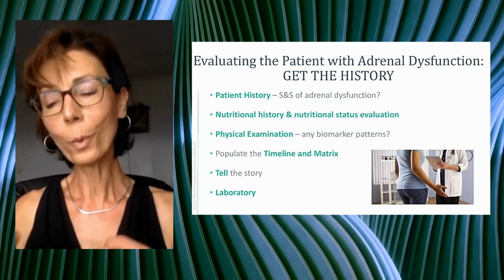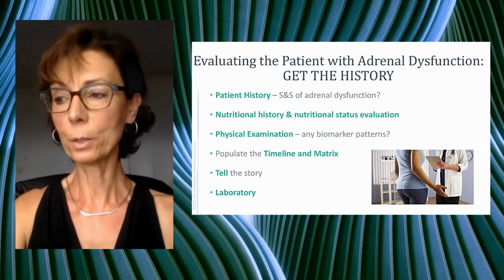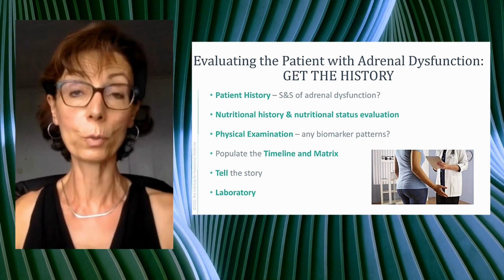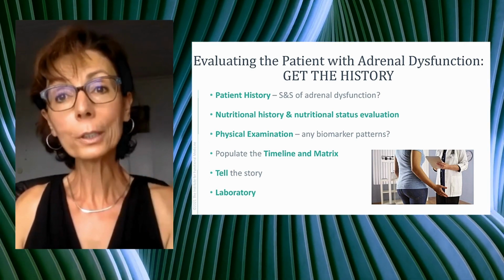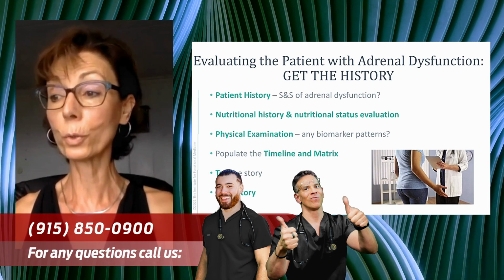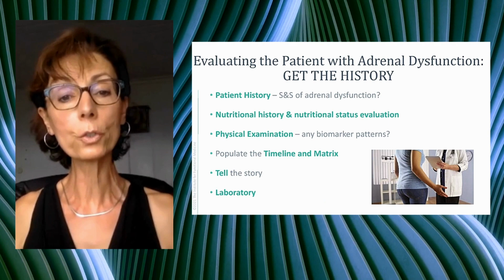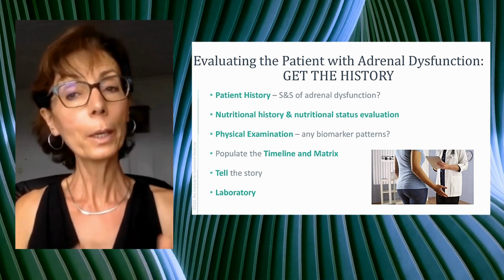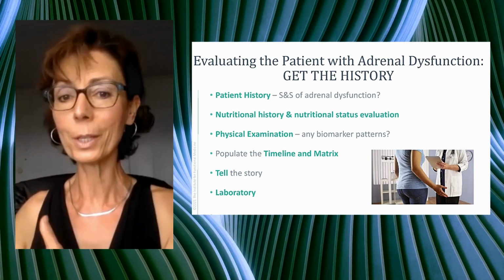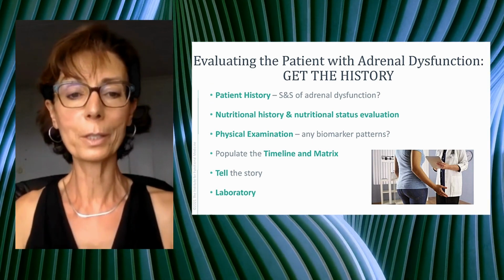But really, I want to convince you of how important the history is, really obtaining a thorough history. And you're going to look for signs and symptoms in the history that are associated with HPA axis dysfunction or adrenal dysfunction. And of course, you're going to do a nutritional history and a nutritional status exam. Even though you may be ordering labs for this, I want you to really focus on gleaning as much as you can from your physical exam.